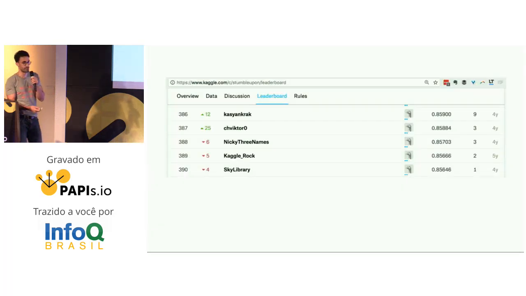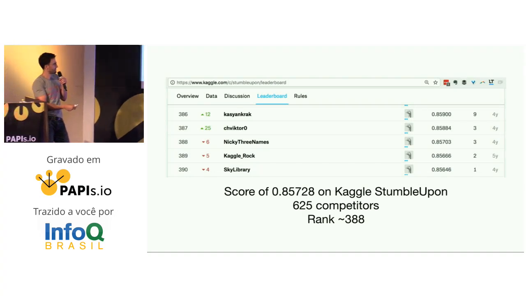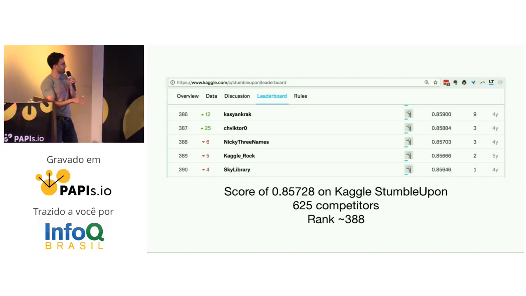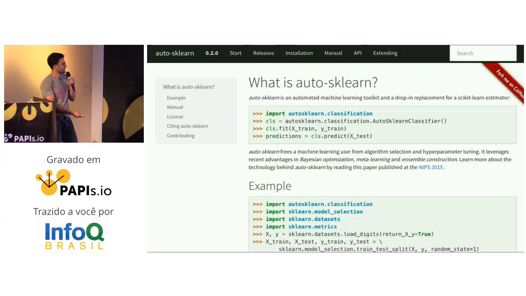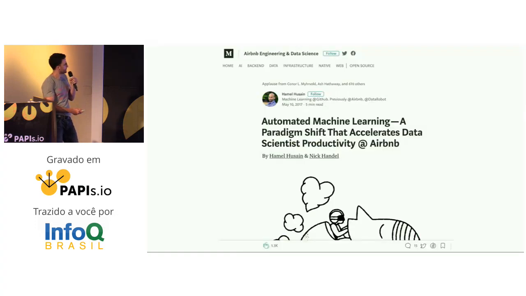And I tried it out on the Kaggle challenge. It wasn't that great, but still, fairly good. Out of 625 human competitors, data scientists, the rank was approximately 300 and something, so about in the middle. So fairly interesting, and there's the same thing in the open source world based on research, and this is an active research topic, automatically creating the right models given a data set.